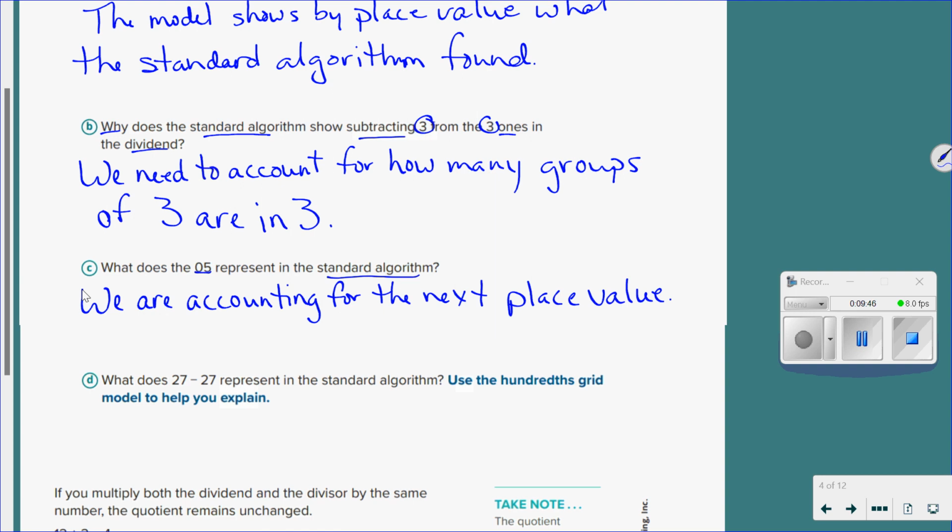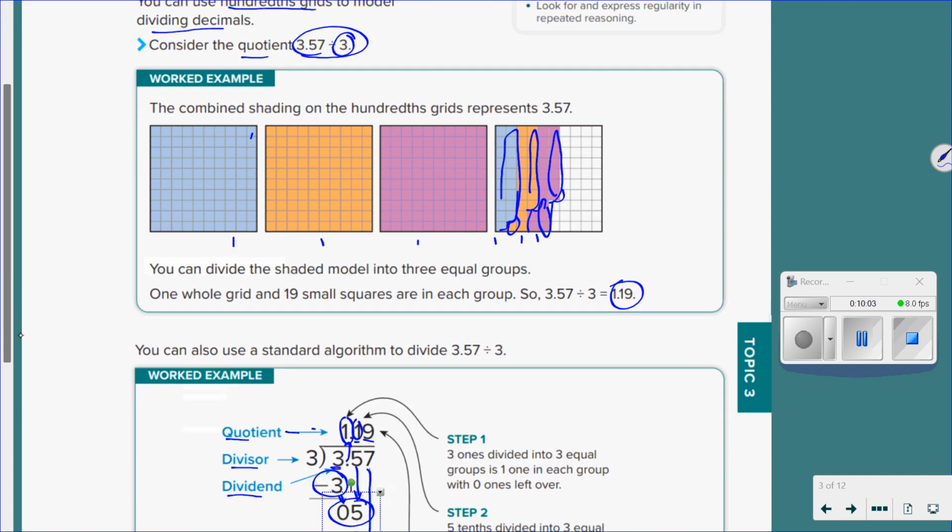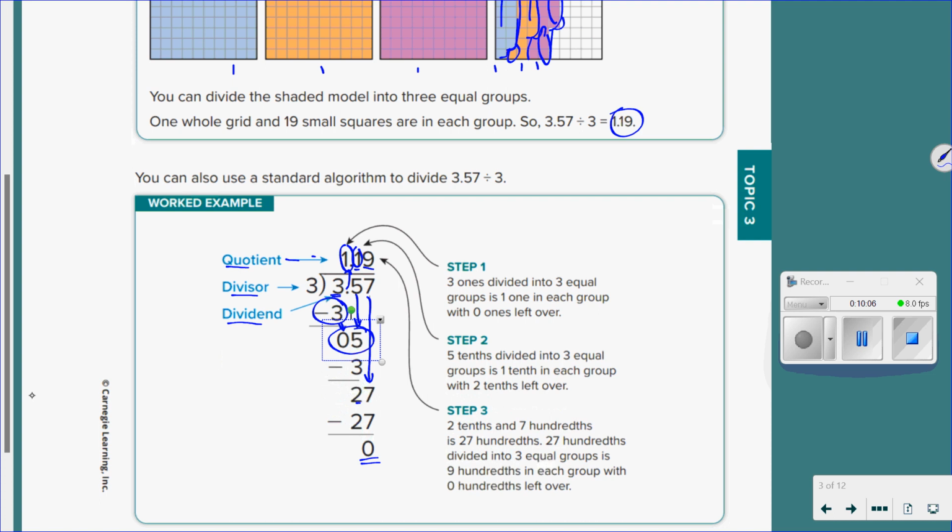Which is where we kind of get to the second part here. What does 27 minus 27 represent in the standard algorithm? It says use the hundredths grid model to help you explain. So we can actually physically do that. I kind of already did. So where did the 2 come from? Let's start there. From the 5 minus 3. So it's saying, here's what I had left over in the tenths place that I still need to account for as I look at the hundredths place. So I had 2 tenths left plus now 7 hundredths.